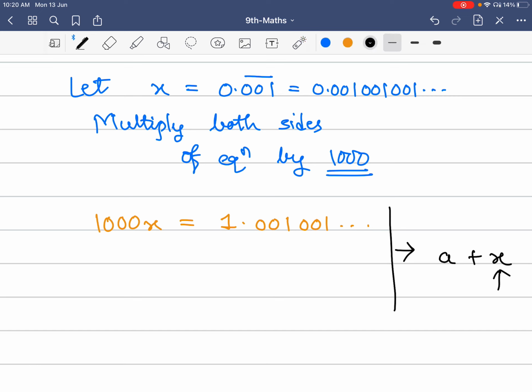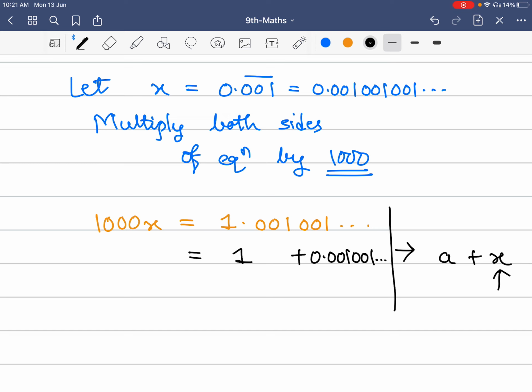So let's write the value of x first. This is going to be plus x, where x is 0.001001 dot dot dot. And once we have this x, what will be the number here? It's going to be 1, so I'm going to write 1 here. Once again, take a moment to confirm that 1 plus this gives us our right hand side 1.001001. So this is the representation of a plus x.